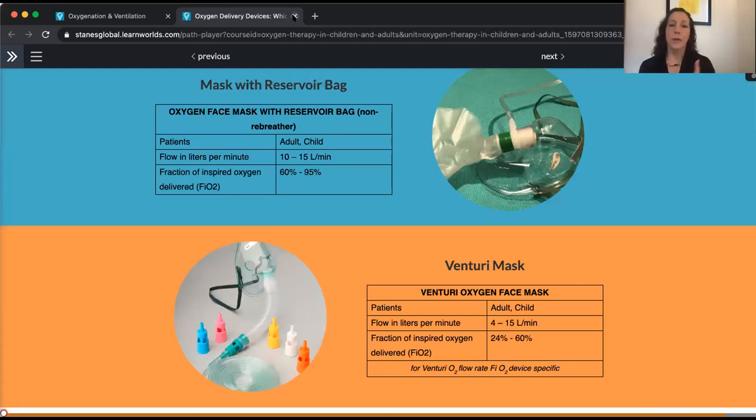I want you to do this calculation and put your answer in the chat box. If Mr. S has an arterial partial pressure of oxygen equal to 60 millimeters of mercury, so PaO2 is 60, and his mechanical ventilator is set to deliver 80% oxygen, what is his P to F ratio? Remember, this is 80%, so you would put 0.8. So put your answer in the chat box. What is his P to F ratio?